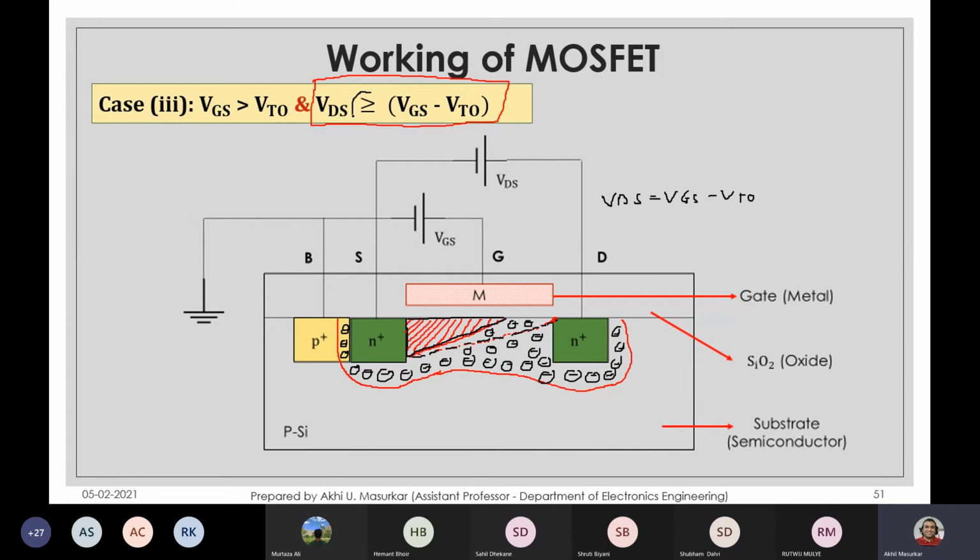So there are two conditions in this: VDS is greater than or equal to. We need to explore both. What if it is equal to VGS minus VTO, and what if it is greater? The dotted line represents the equal-to condition, and this happens for VDS greater than VGS minus VTO. So this is our case 3. Please note this diagram.